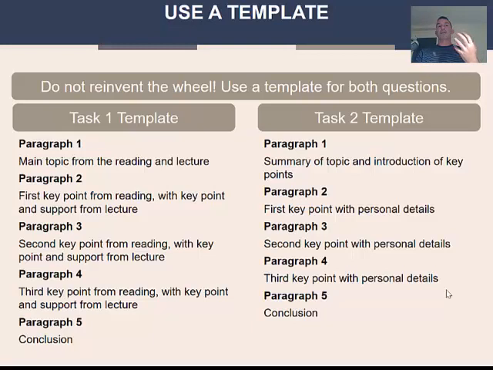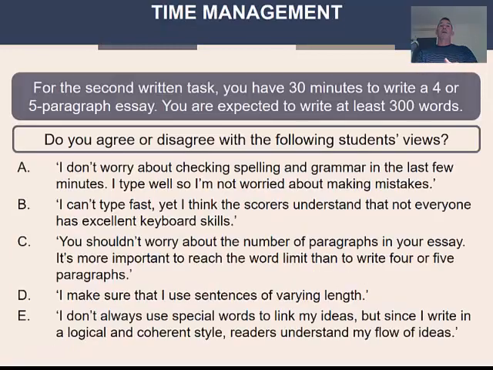I believe that planning is important, and so it's something that students need to do right at the beginning when they're starting, and that also goes for the other skills. Templates are useful also, particularly in the speaking section.